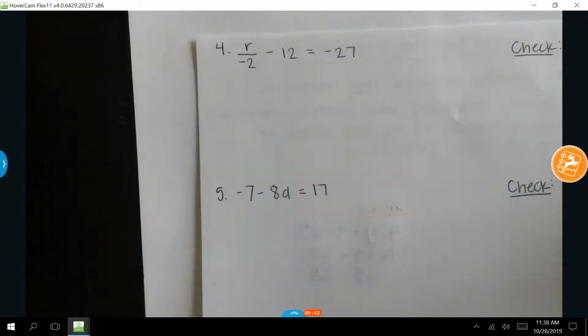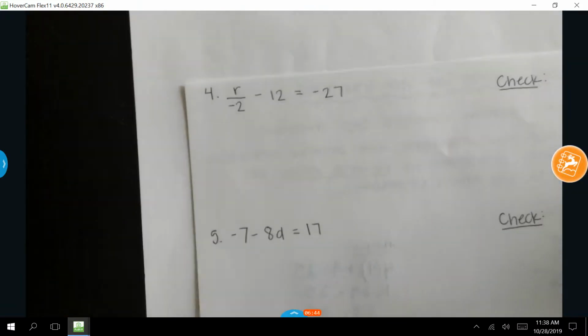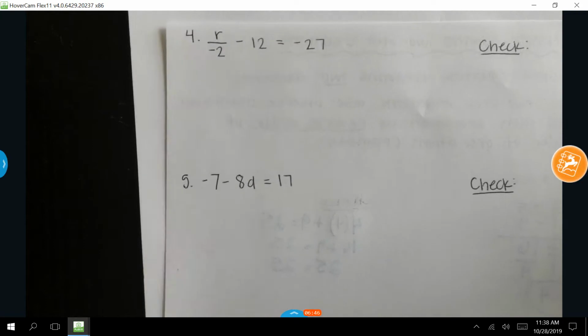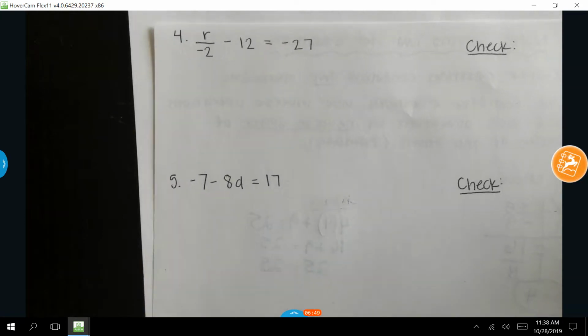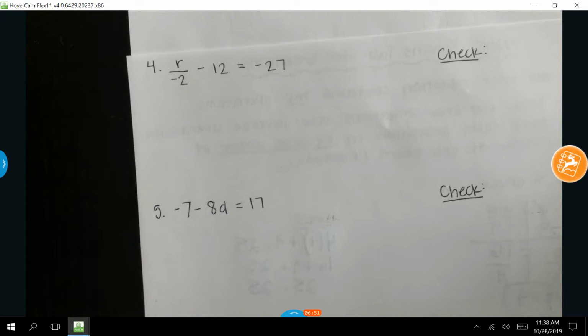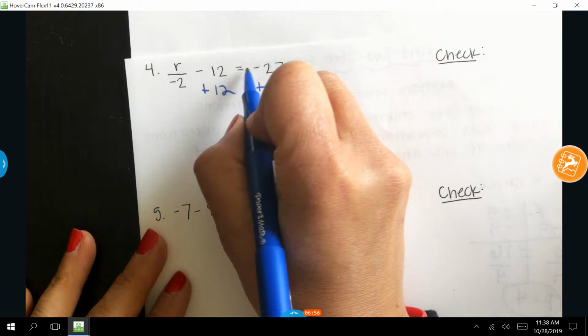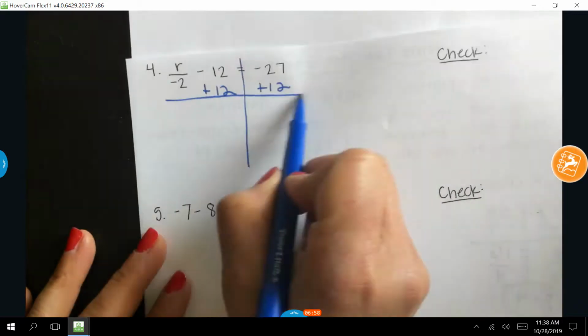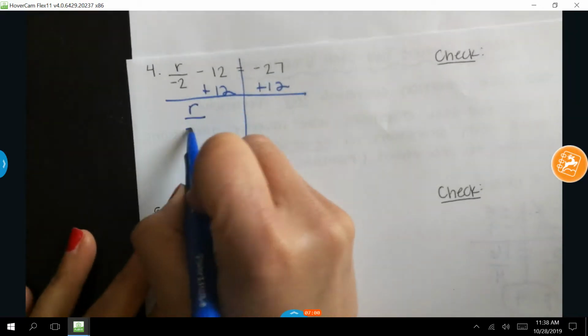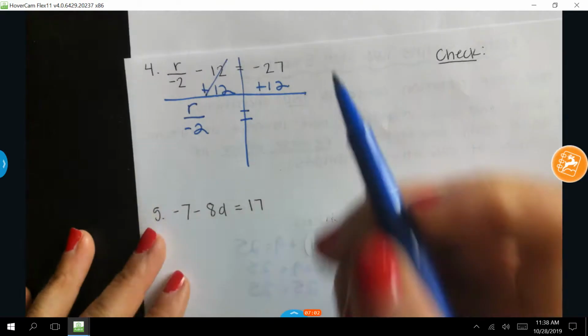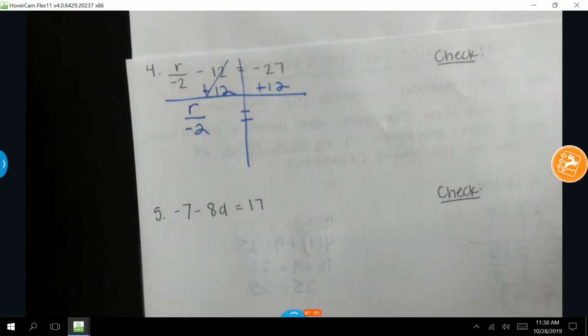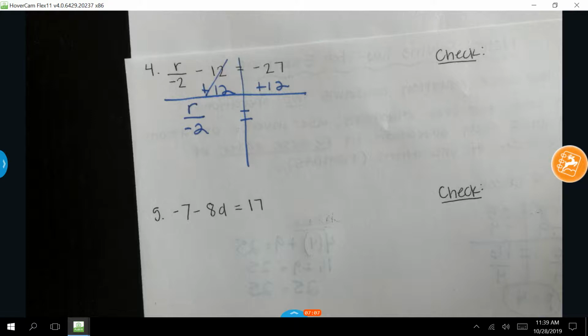Next slide. This is again like number 3. What would we do first here, class? Add 12 to both sides. So you bring down r divided by negative 2. You want that to cancel. Be very careful when you put that into your calculators or in your brain. Negative 27 plus 12 is? Negative 15. Negative 15, very good.